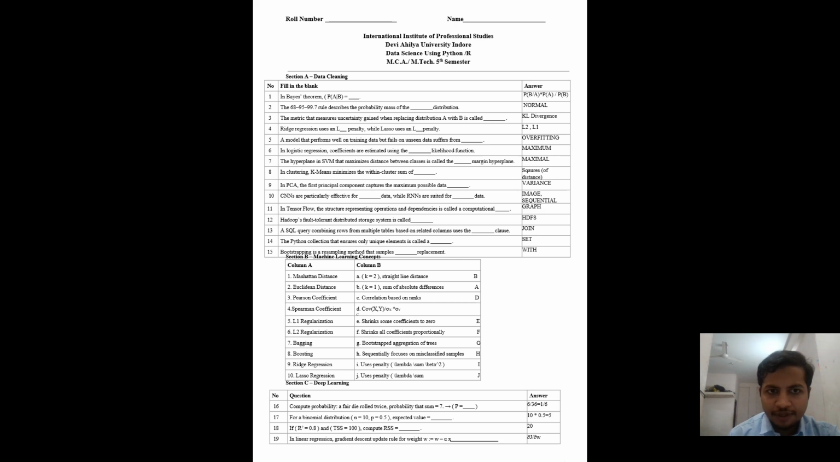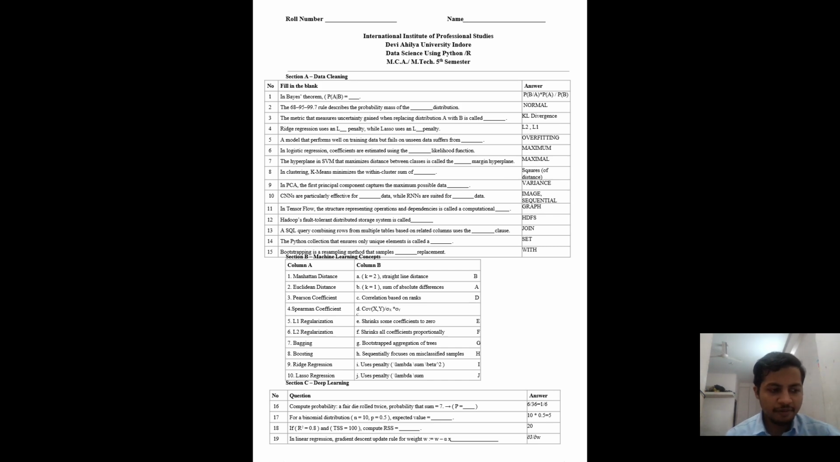Now, the fourth question is ridge regression uses a L2 penalty while Lasso uses an L1 penalty. We know that ridge means L2 regularization and Lasso means L1 regularization. Now, moving to fifth question, a model that performs well on training data but fails on unseen data suffers from overfitting. We know that this is what overfitting means. A model that performs well on training data but fails on unseen data suffers from overfitting.